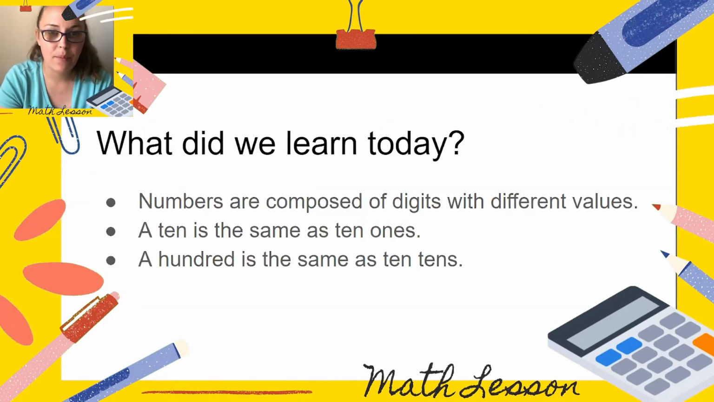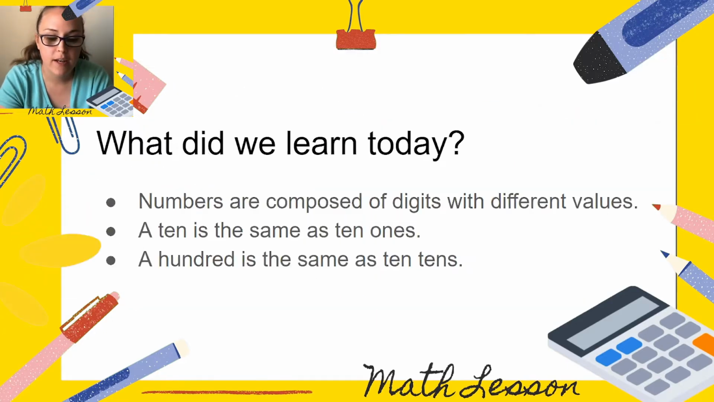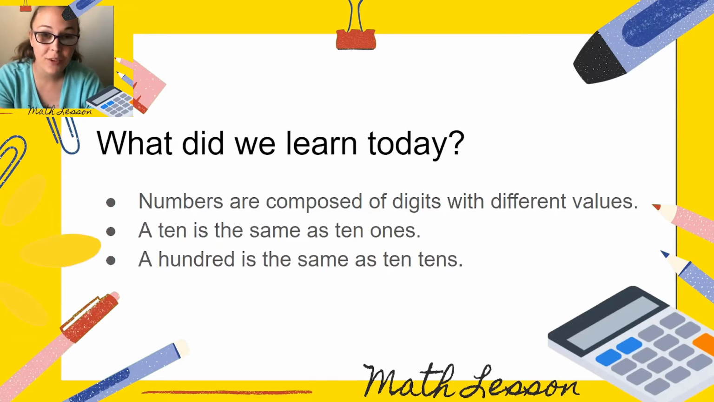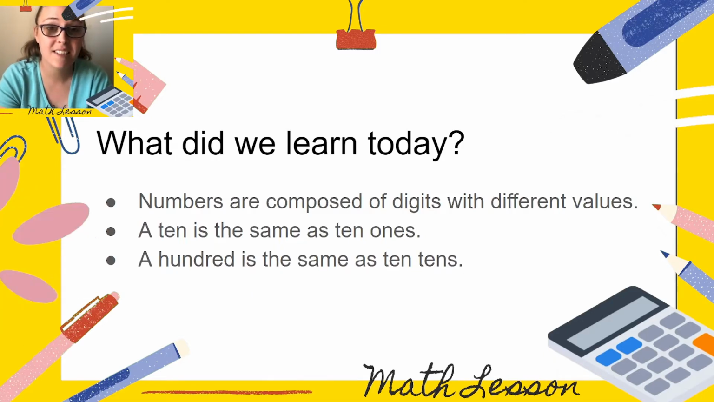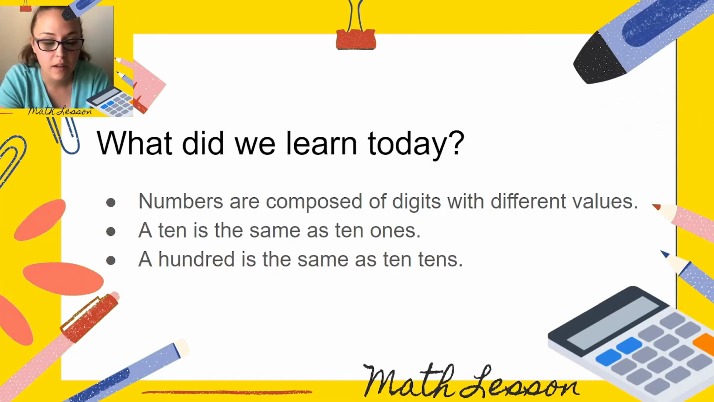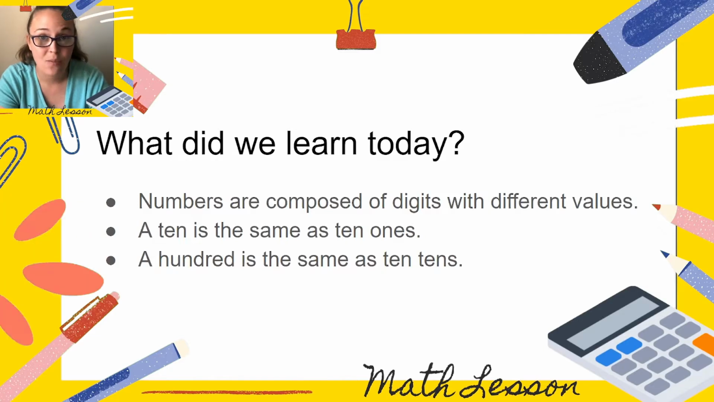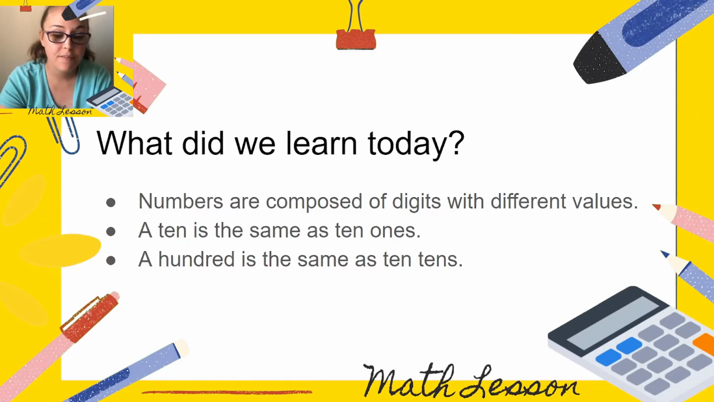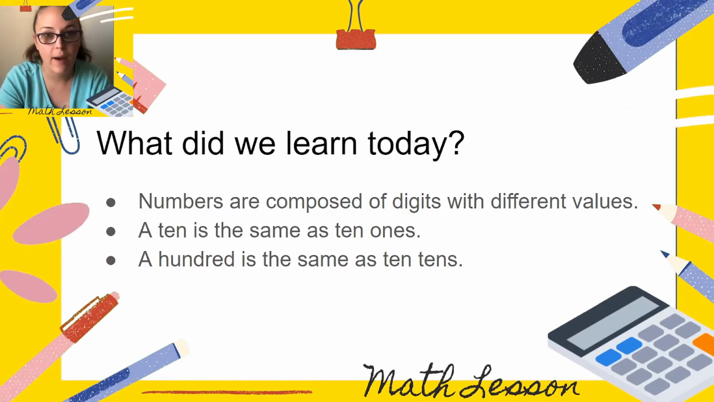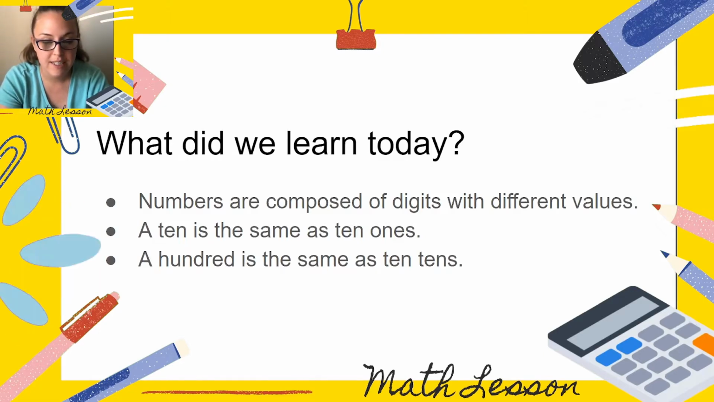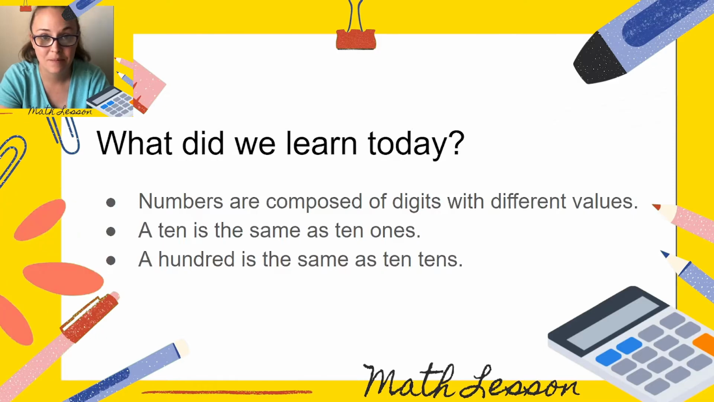So let's recap. Today we learned that numbers are composed of digits with different values. Even though there's a 5 in a number, it doesn't always mean the same thing. We also learned that a 10 is the same as 10 ones. So if you have 10 ones, you have a 10. We also learned that 100 is the same as 10 tens.